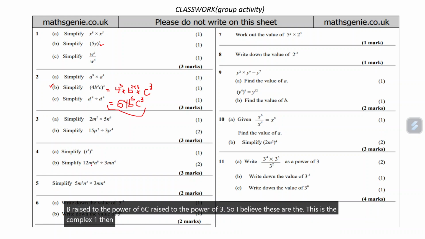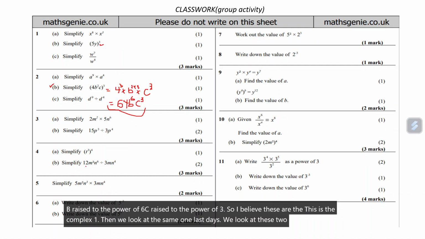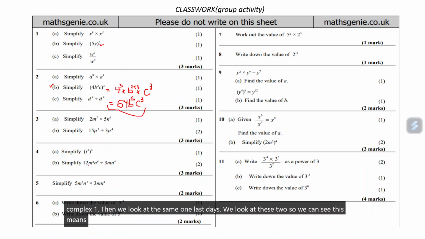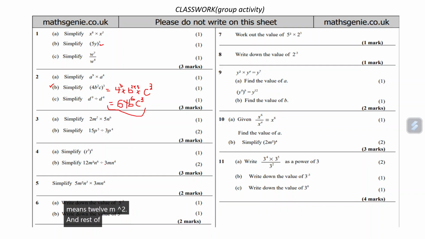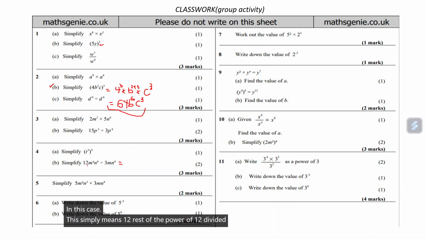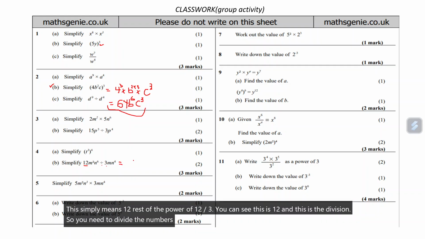Then we look at the same one from last days. We look at this too. So you can see this means 12m squared n raised to the power of 6 divided by 3m n raised to the power of 4. In this case, this simply means 12 divided by 3. You can see this is 12 and this is the division. So you need to divide the numbers. So 12 divided by 3 is 4.